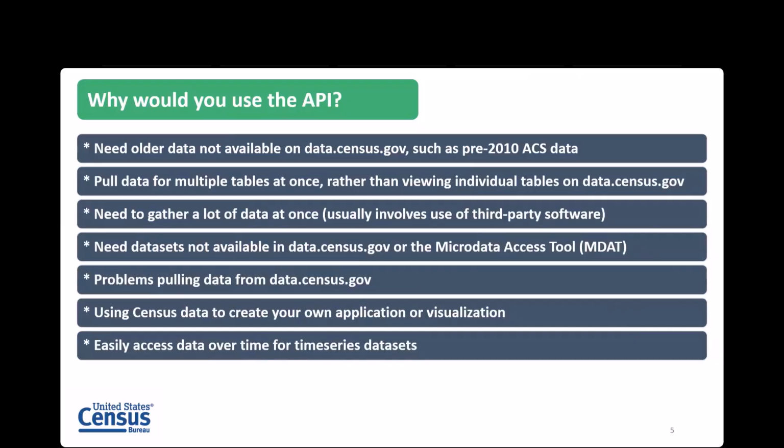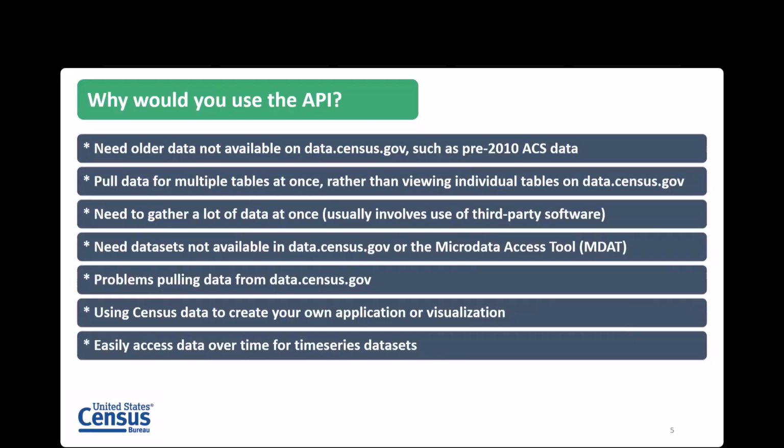I also included here some important things that we've seen in the past for why people choose to use the API to access their data. And we're actually going to come back to the first one on this list here, but it's a really common one: perhaps you need older data that's not available on data.census.gov, such as pre-2010 ACS, or American Community Survey, data. And we'll be looking directly at an example of that in just a bit.